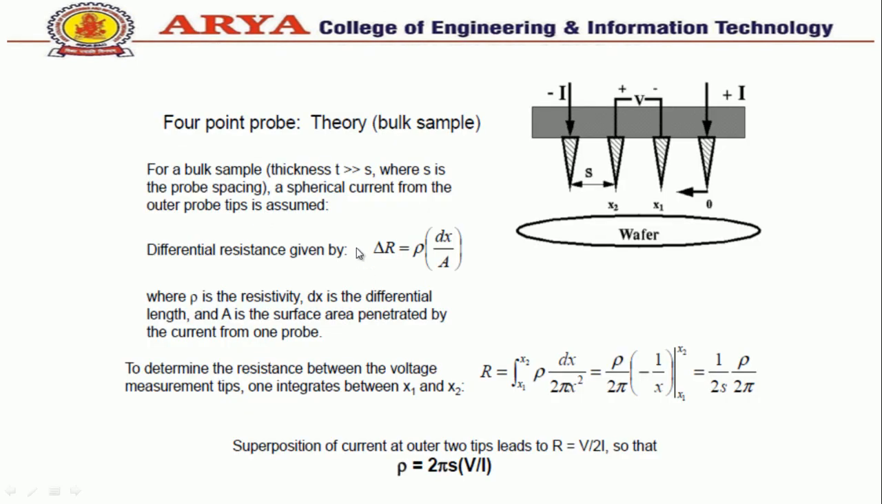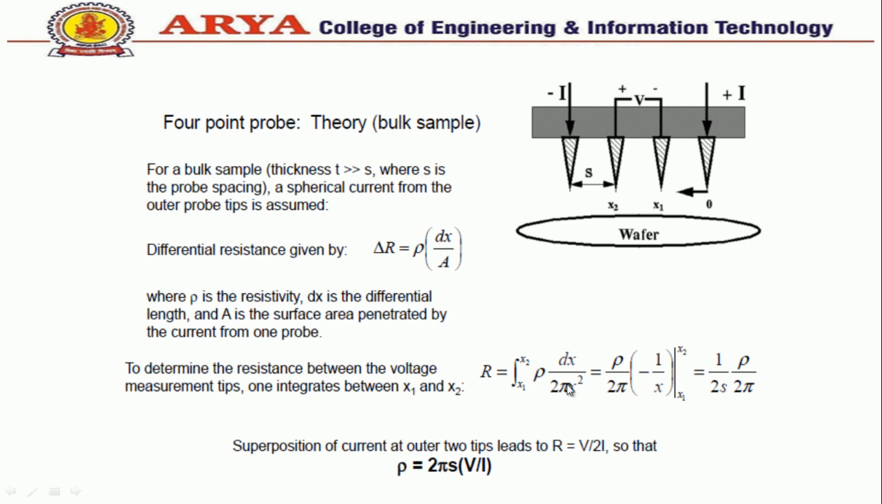If we talk about a bulk sample where T is much greater than S, the probe spacing, a spherical current from the outer probe tips is assumed. The differential resistance is given by delta R equal to rho dx upon A, where rho is the resistivity, dx is the differential length, and A is the surface area penetrated by the current from one probe. To determine the resistance between the voltage measurement tips, one integrates between x1 and x2. So R is given by the integration from x1 to x2 of rho dx upon 2 pi x square, where 2 pi x square is the area of the particular sample.